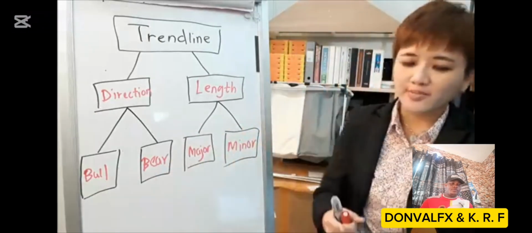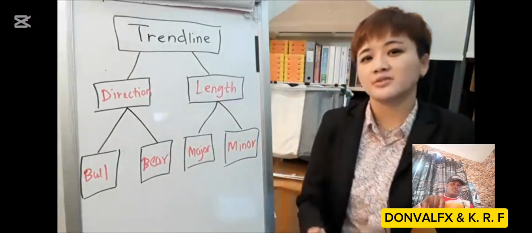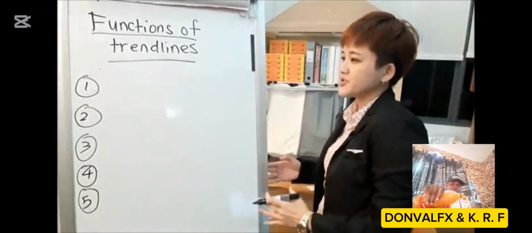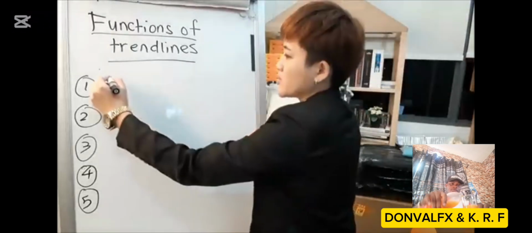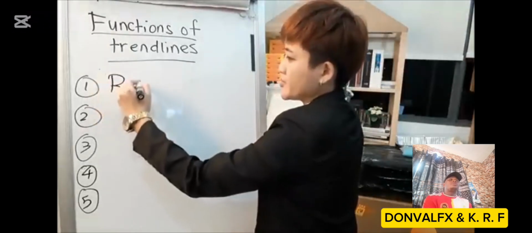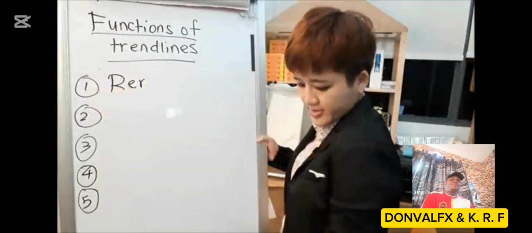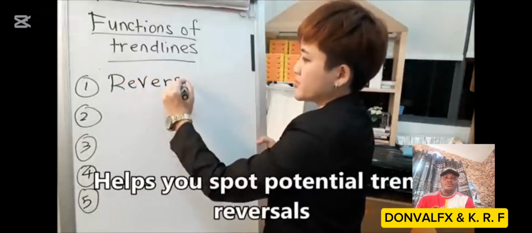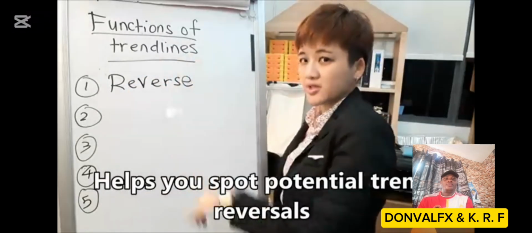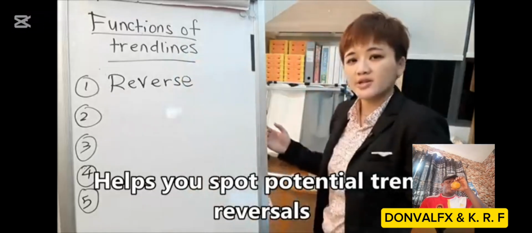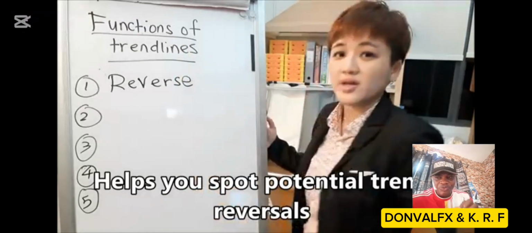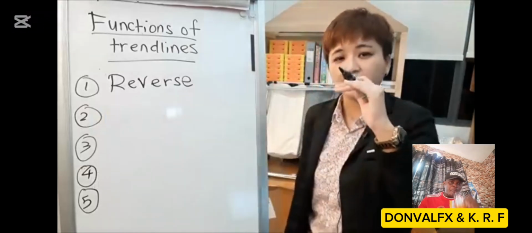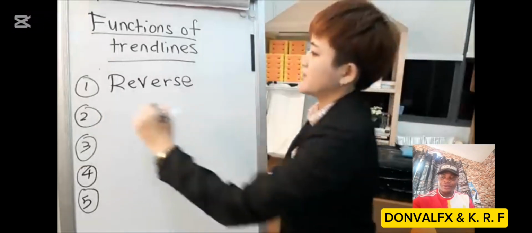Alright, so let's talk about the functions of trend lines. The first function is that it helps you determine when a bullish trend will reverse. When is a bullish trend going to reverse into a downtrend? When is a bearish trend going to reverse into a bullish trend? And also along the way in the bullish trend, you would have minor retracements.